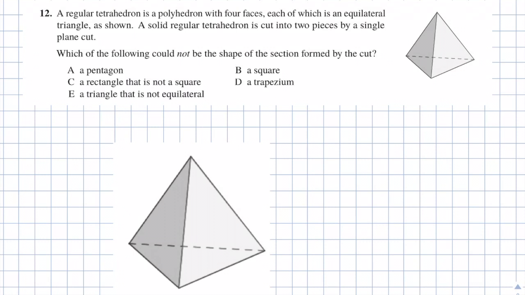So what I've done is I've enlarged the diagram of this polyhedron, and I'm going to go through each of these answers and see whether we can form each of these shapes from a single plane cut. So answer A is a pentagon. Now we know a pentagon has 5 edges, 5 vertices, and this polyhedron has 4 faces.